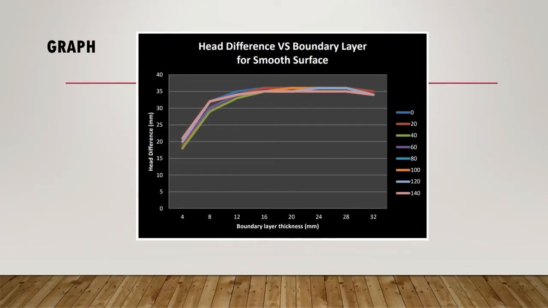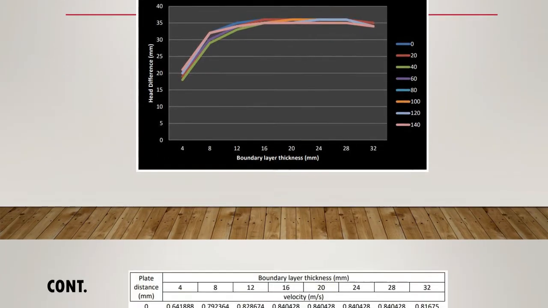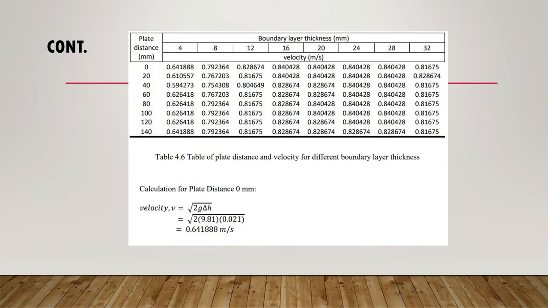Next, this is the graph generated for the head difference versus boundary layer for the smooth surface. We can see that the data is close to each other and it's quite smooth. Next, this is the calculation for velocity. We'll be using the formula of square root of 2 times gravity times difference of head.